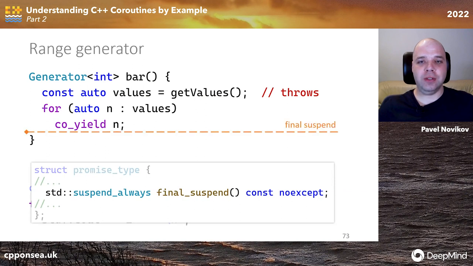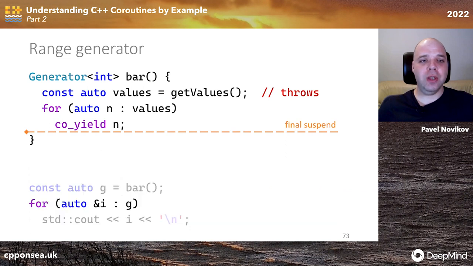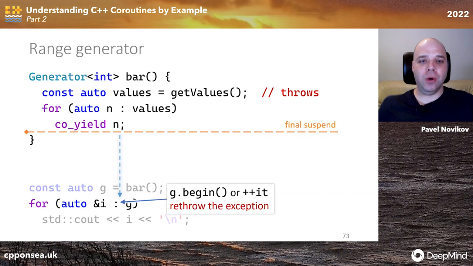Final suspend tells us that we have to suspend the coroutine at the final suspend point. After that, the control returns to the outside code. In our case, it's the for loop. At that point, either the begin or increment operator that we implicitly call within the range for loop rethrows the exception that we got within the coroutine.